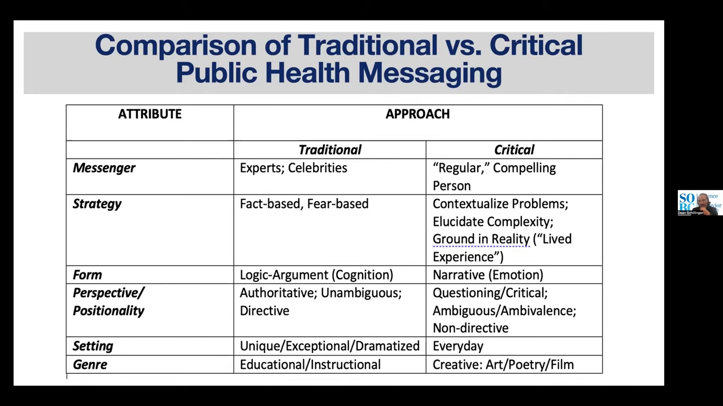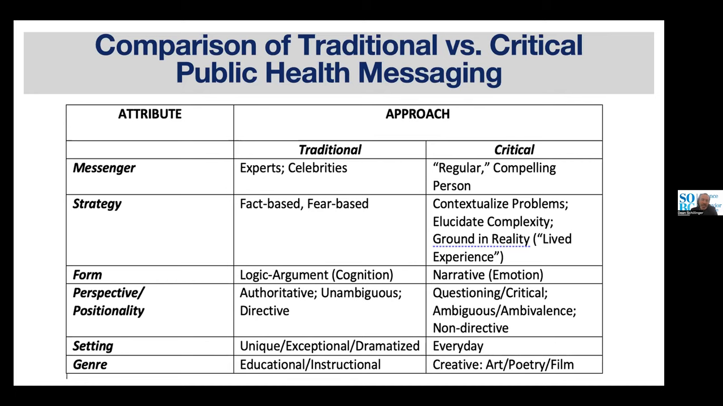The perspectives and positionalities in the traditional approach tend to be more authoritative, top-down, directive, and unambiguous. You need to get a COVID vaccine, no questions asked, here are the side effects, don't worry. Whereas in critical communication, it's more naturally questioning, critical, with ambiguous and ambivalent messages and non-directive approaches that allow the individual to think for themselves critically and make their own decisions.